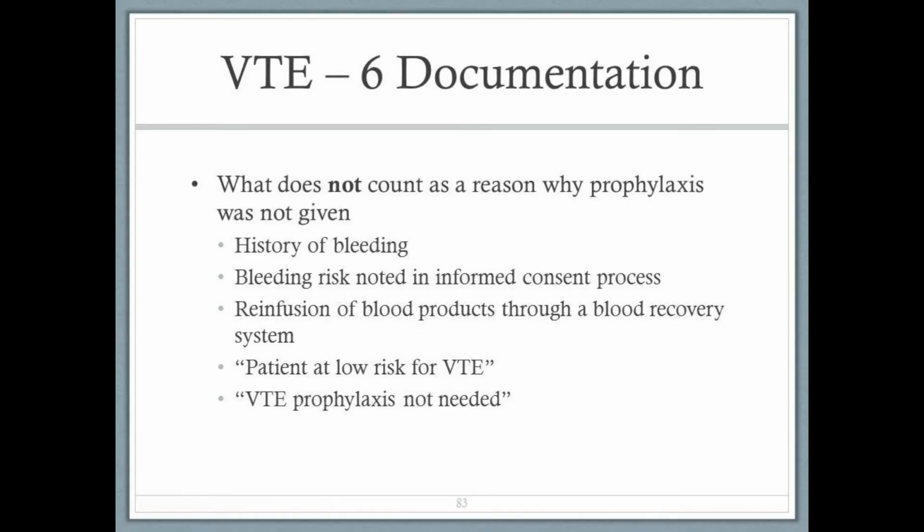When you're documenting reasons why you're not giving prophylaxis, a history of bleeding is not adequate. Informed consent, saying the risk of bleeding is there, is not a reason either. You can't just state patient is low risk or VTE prophylaxis is not needed. You need documentation, you need a reason, you need to state exactly what is going through your mind when you document this, so the patients will either be excluded properly, or if they're included, there are reasons as to why things were done. So the better you document, the better off we're going to be.